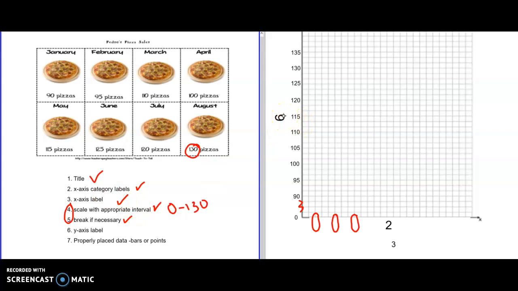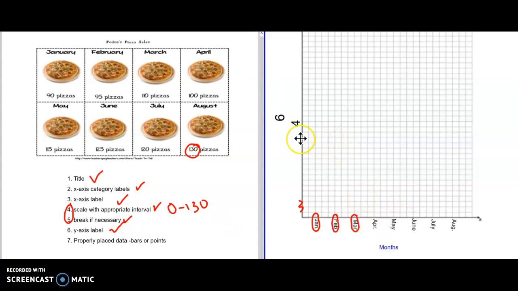What do those numbers stand for? What would my label be? So it's 120 what? It's the number of pizzas that were sold. Okay, so we have our label right there. And now the last thing we have to do, sorry, my things keep disappearing on me. Boom, boom, boom, boom. So then the last thing I have to do is plot my data.